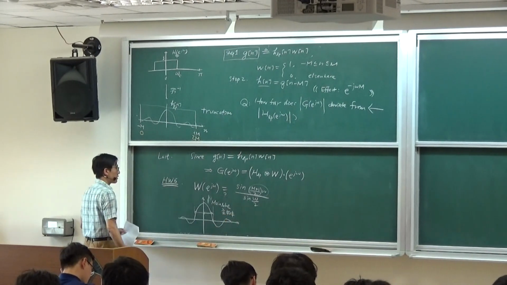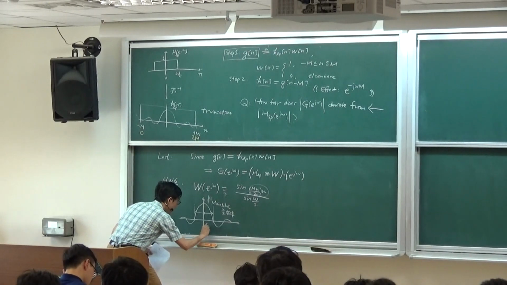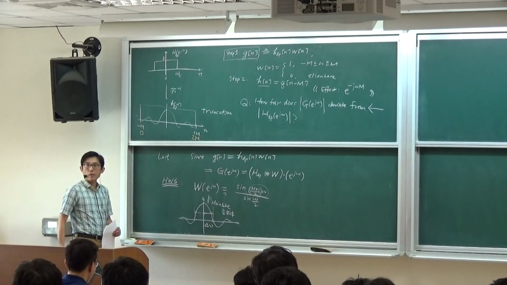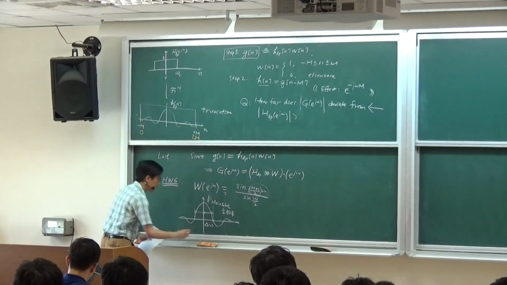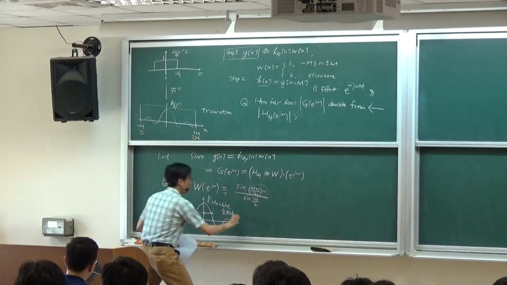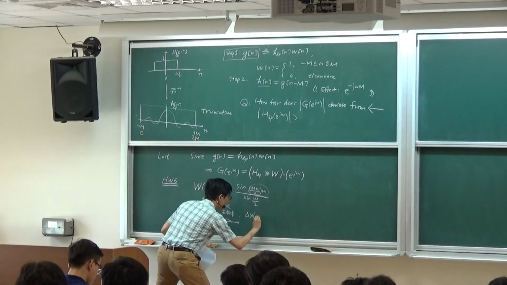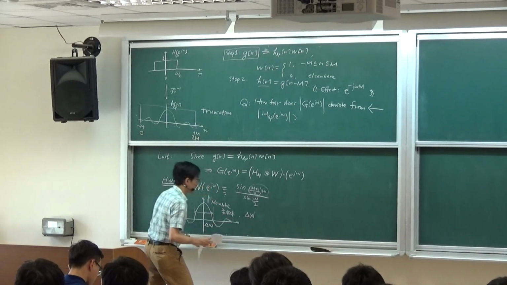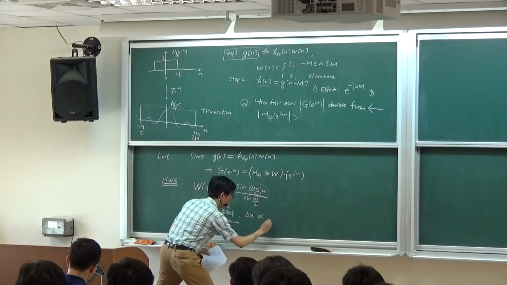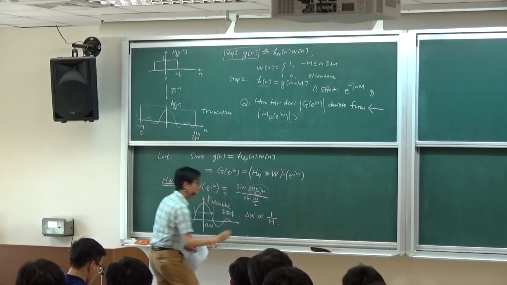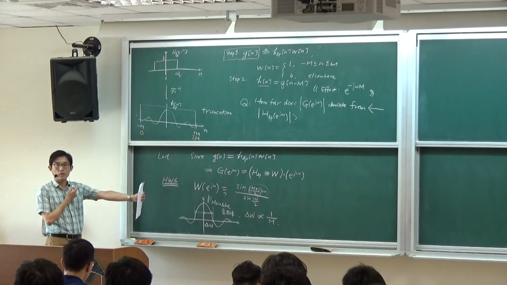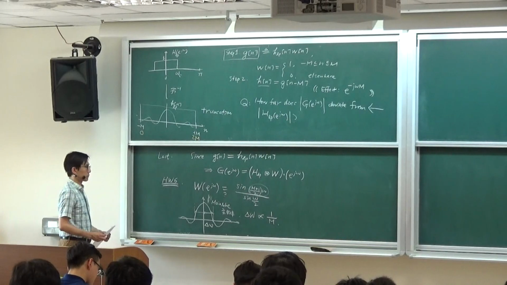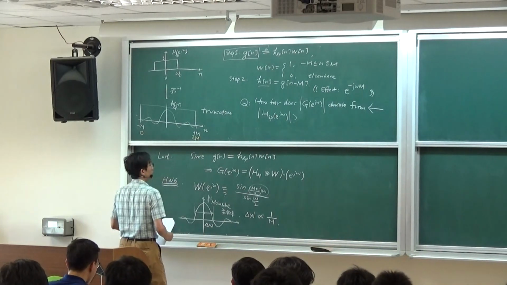And the width of this main lobe is denoted by delta omega. Roughly, delta omega is inversely proportional to the length in time. The longer we have in time, the narrower our main lobe is.